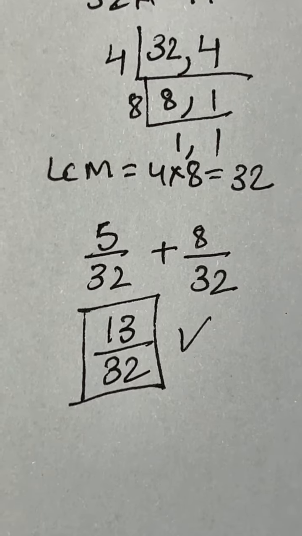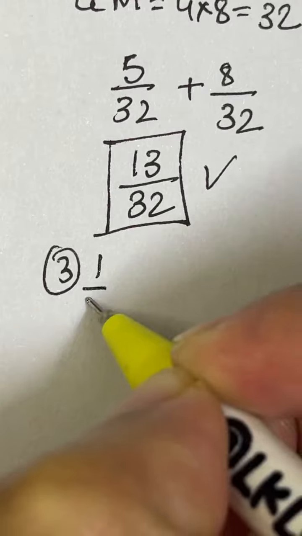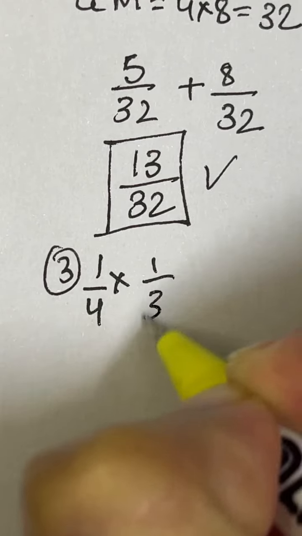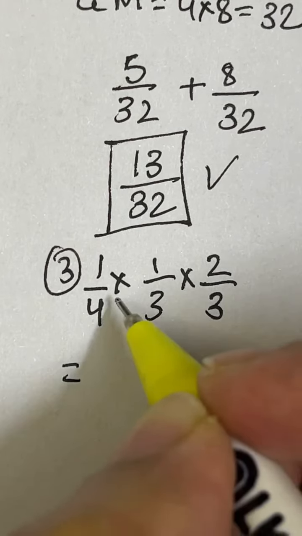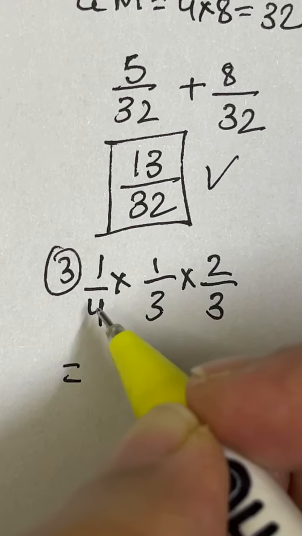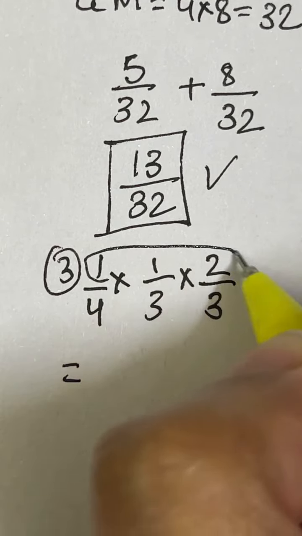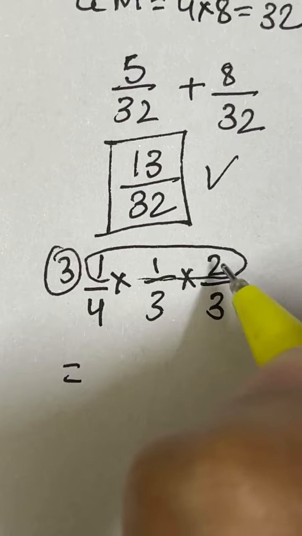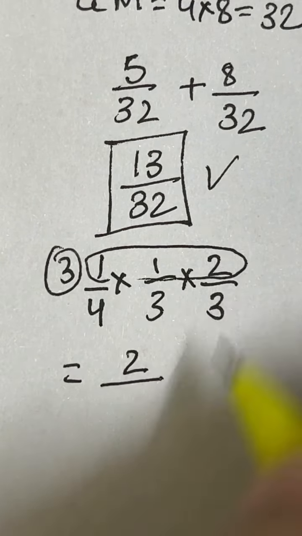Okay, let's see one more question on this. Suppose you have 1/4 times 1/3 times 2/3. So how will you solve this? Now all are multiplications. You don't need to solve this first. You can do that way, or you just multiply all of them. 1 times 1 times 2, 2. 4 times 3 times 3.